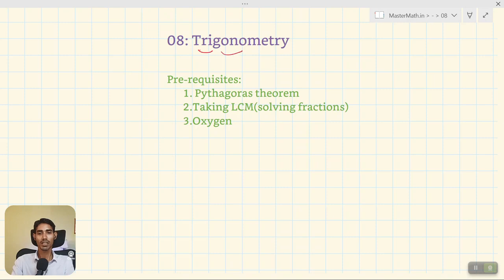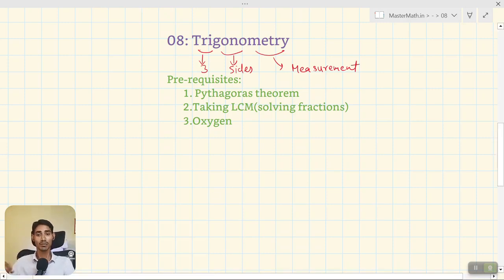So what is the meaning of trigonometry? Just a little meaning. Tri means 3, gono means sides, and metry means measurement. So we have to measure something related to three sides, and we all know what three-sided figure we commonly see: triangles.